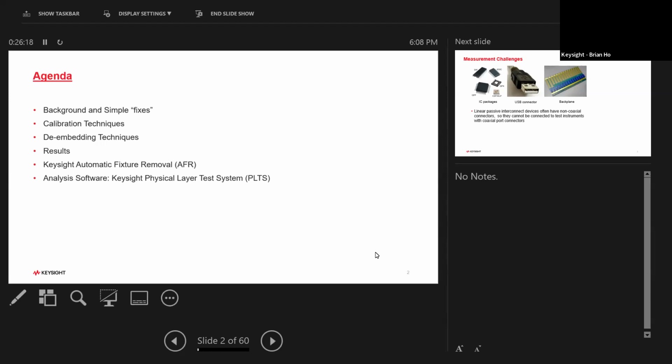Anyway, so today we're going to talk about some background of fixture removal, some of the simple fixes, and calibration techniques. These are calibration techniques with the fixture, not calibrating the system. So just a clarification: de-embedding techniques, some of the results of the de-embedding techniques. We're going to talk about Keysight automatic fixture removal. And lastly, we're going to touch on Analyze software, our Keysight physical layer test solution.